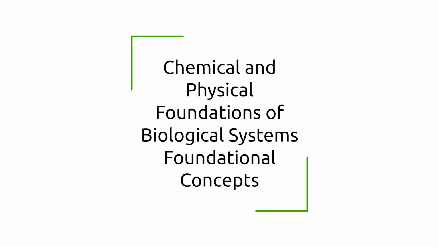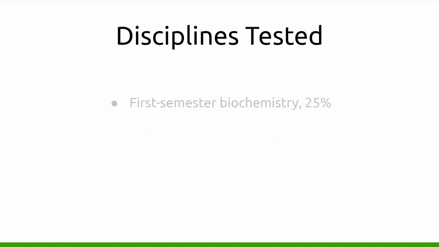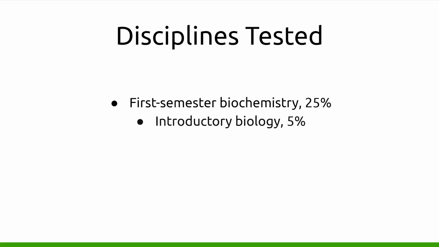This video provides an overview of the foundational concepts that will be tested in the Chemical and Physical Foundations of Biological Systems section on the MCAT. The disciplines that are tested in this section are first semester biochemistry, 25%. When I give percentages, it's within 5%. So 25% means between 20 and 30% of the questions on this section will be related to first semester biochemistry.